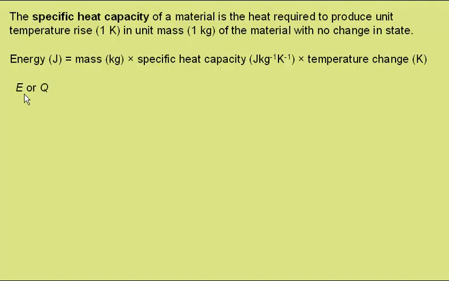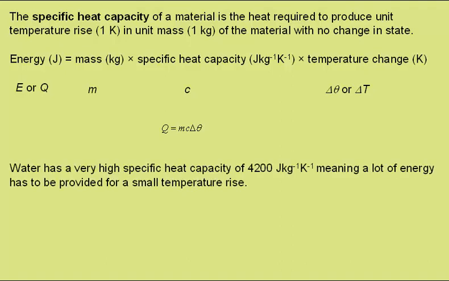Energy can be given the symbol E or Q. Mass tends to always be given the symbol m. Specific heat capacity is normally given a little c, and temperature change would be delta theta or delta T. So we get Q is equal to mc delta theta, or you could have variations on the same equation.